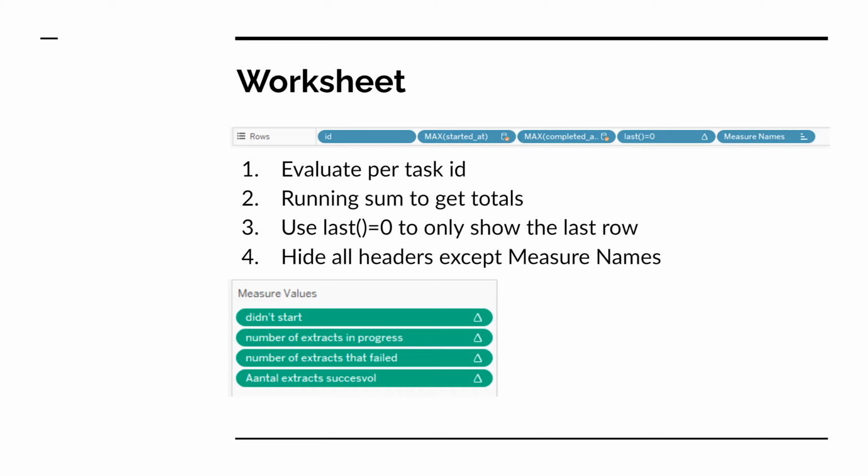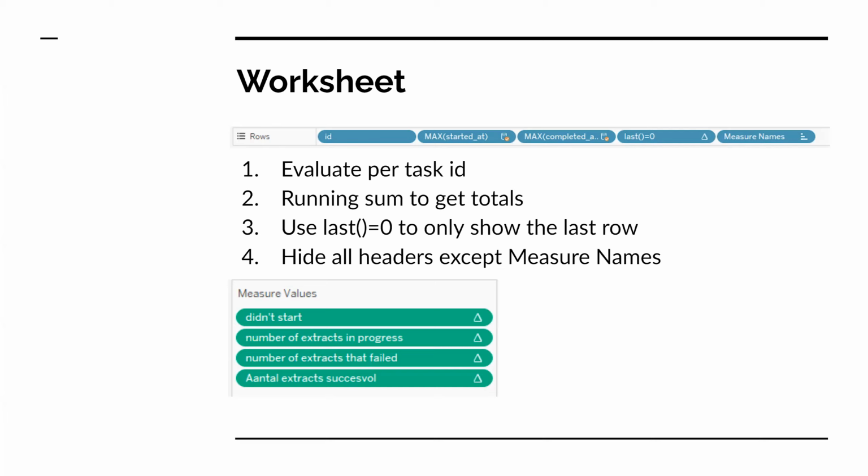It doesn't really matter. Then I'm using a trick, using last equals 0, also a table calculation. If I do that down the table, my last row would contain a true, and all the other rows would contain a false. I can use that to filter and only show that last row, while still being able to use the table calculations to get the totals for all these numbers.